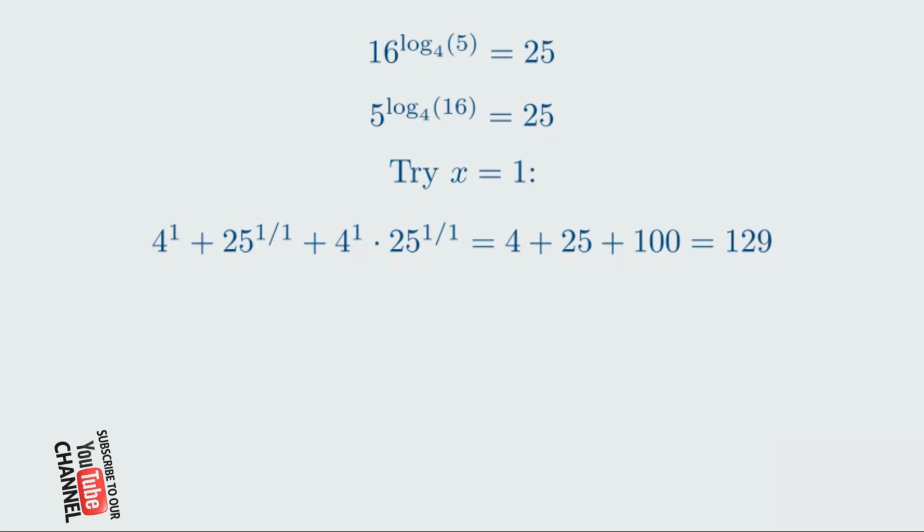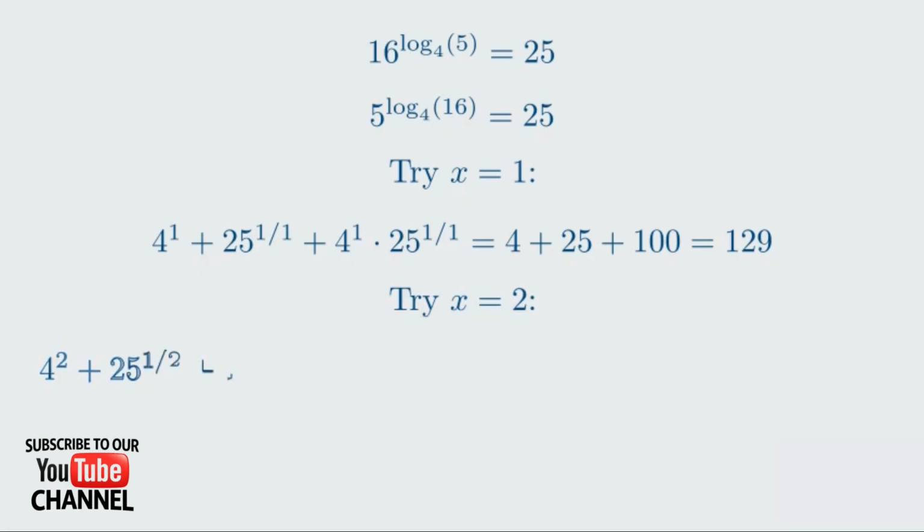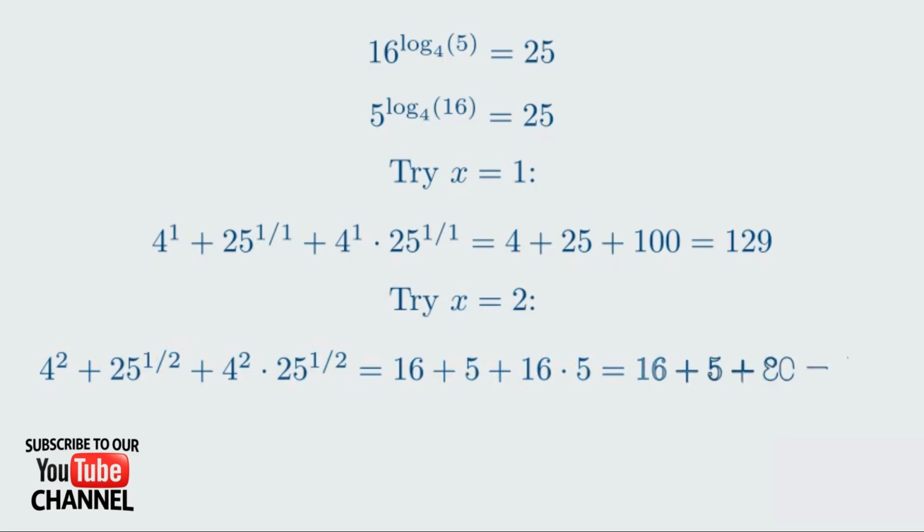What if x = 2? If x = 2, we get 16 + 5 + 16 times 5, which is 21 + 80, for a total of 101. This is it. We found the solution by guessing. So x = 2 is a solution.